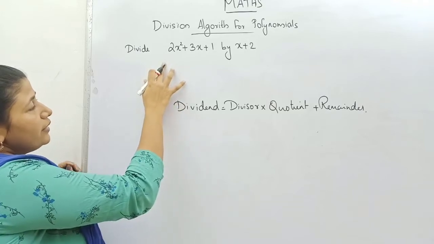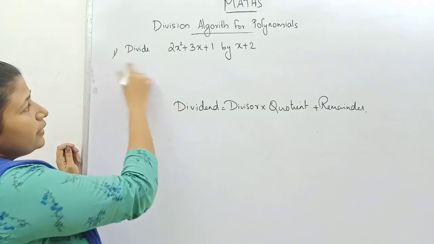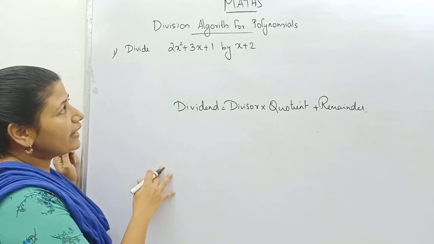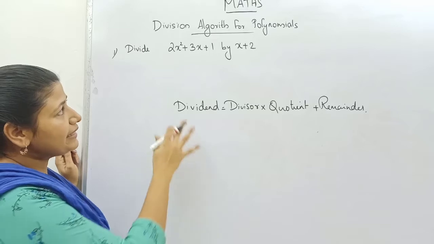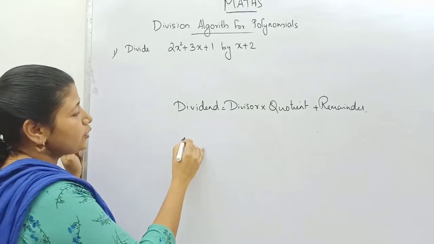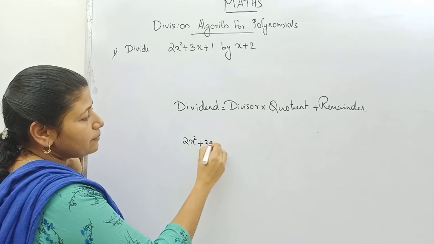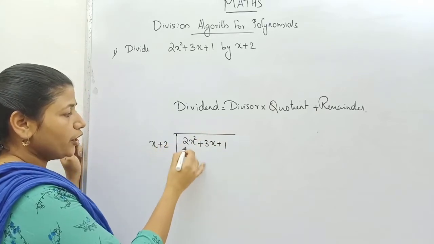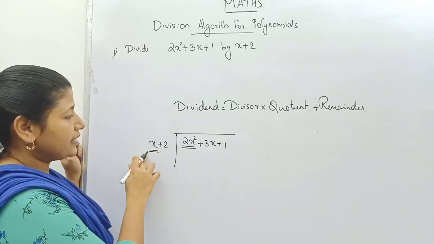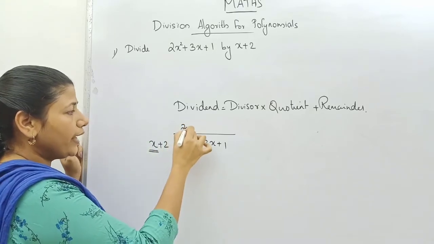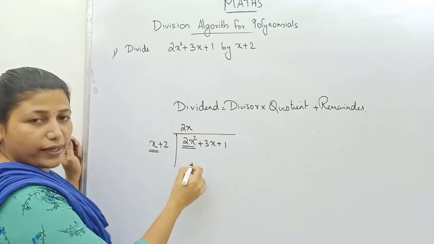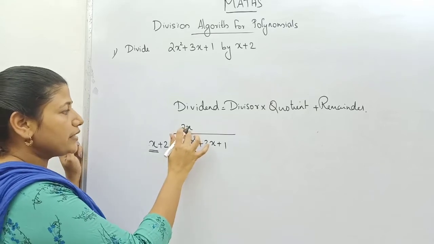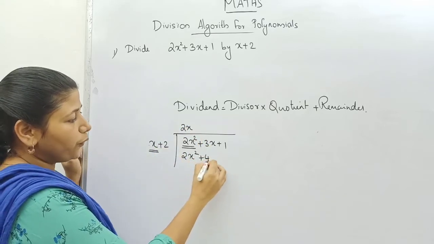Here one example is there. Divide 2x square plus 3x plus 1 by x plus 2. Just like dividing numbers, we can divide these two polynomials. So 2x square plus 3x plus 1 divided by x plus 2. You need 2x square, only one x is there, so we need 2x. 2x into x is 2x square. Then multiply 2x and 2, you will get 2 into 2, 4x.